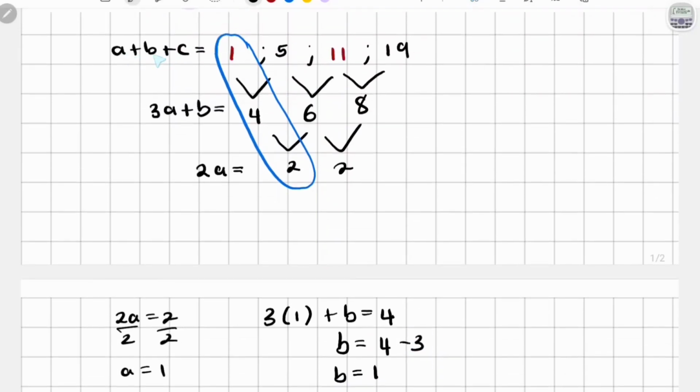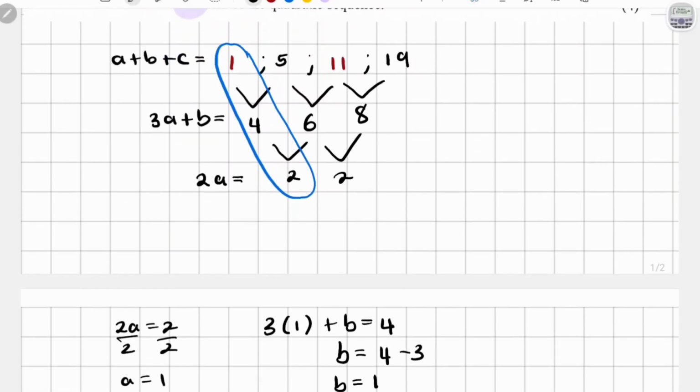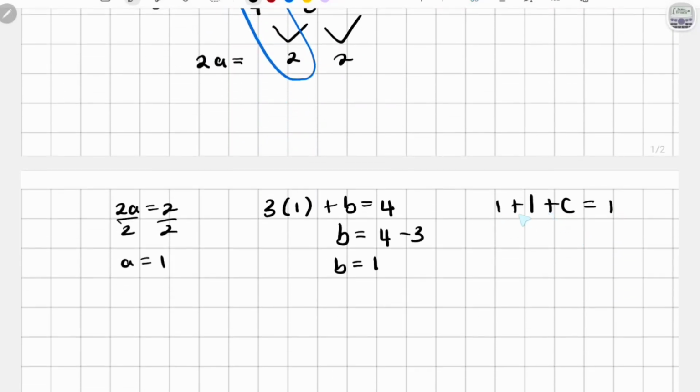And then here we have a plus b plus c. But we know what a is. A is 1, b is 1, and c is just c, is equal to 1. Okay, so it means that 1 plus 1 is 2. So c is equal to, I still have this 1 here. This is a positive 2. It comes over and becomes a negative 2.